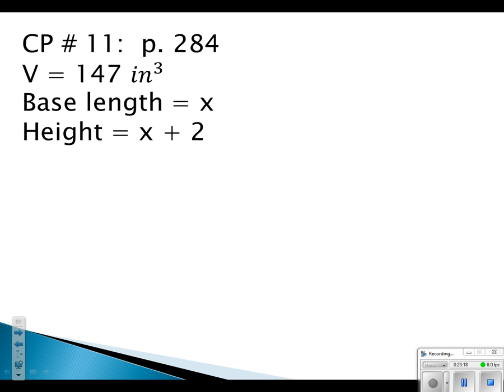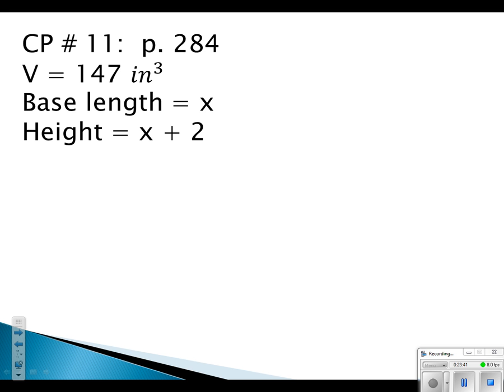You want the height of the candle to be 2 inches less than the length of each side of the candle's square base. What should the dimensions of your candle mold be? All right, so the one in the book is done out for us. You can see the formula, they give it to us. Volume is equal to 1/3 base area times height. Okay, and they substitute in expressions that represent those dimensions that were described.